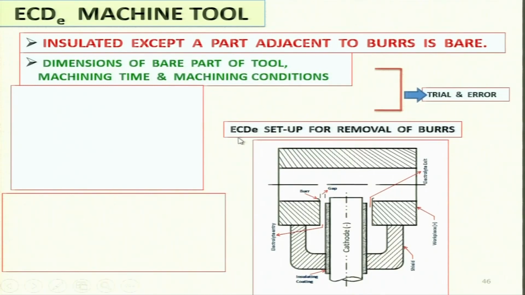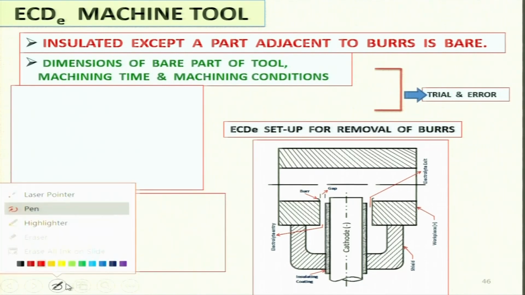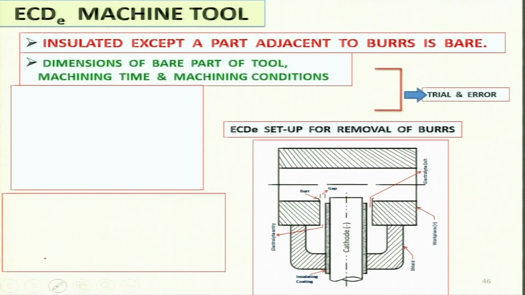You can see here the electrochemical deburring setup diagram for removal of burrs. You can clearly see this is the gap between this part. Please note it carefully. This gap is between this part here as well as here. This is the gap, not really this line. Then you have the electrolyte flow through this gap all around this cathode. This is the shield, this is the workpiece which is to be deburred. Electrolyte supply is there all around this, and then the insulated coating.